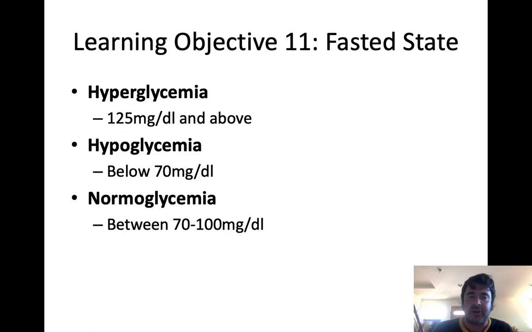Now, when you think about learning objective 11, hyperglycemia is defined as elevated blood glucose. If you're fasted, meaning you haven't had anything with glucose for 8 to 12 hours, anything 125 milligrams per deciliter and above, you're considered overtly hyperglycemic. 70 milligrams per deciliter and below is considered hypoglycemic. So some people suffer hyperglycemia, some people suffer hypoglycemia, and normoglycemia is between 70 and 100 milligrams per deciliter.